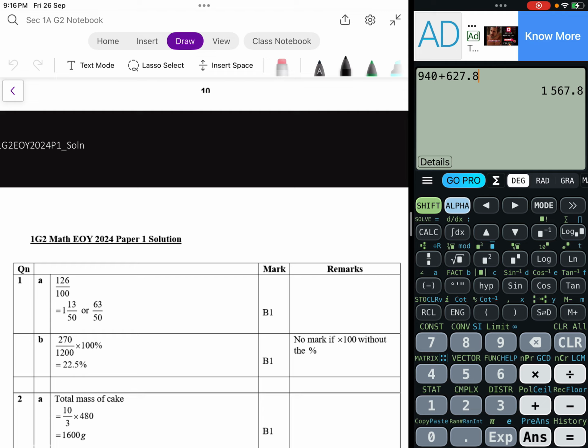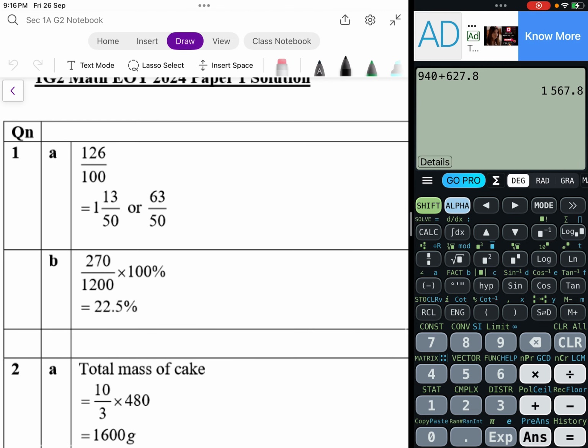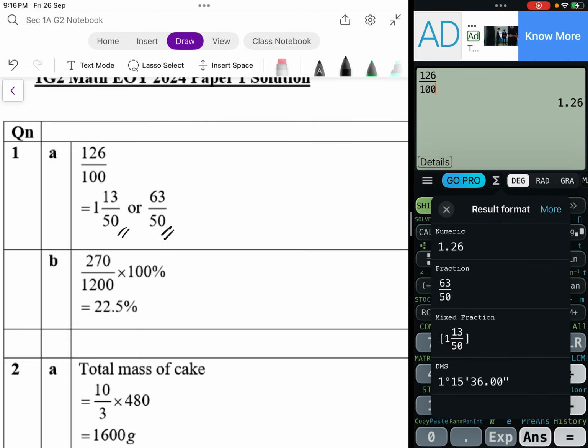Okay, so the first one, they ask you how to express 126% as a fraction in the lowest term. You can see that yours is a percent, right? So it's over 100. You can use your calculator, or you can simplify yourself. You should be able to get your fraction 63 over 50 or 1 and 13 over 50.